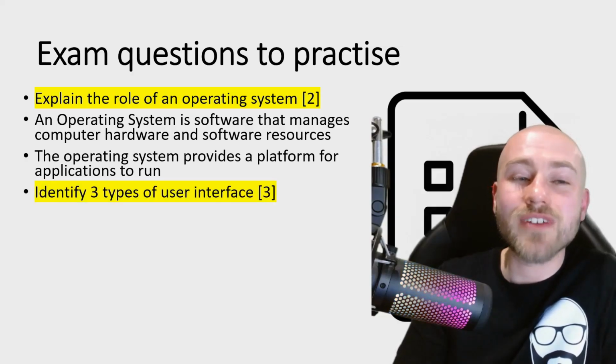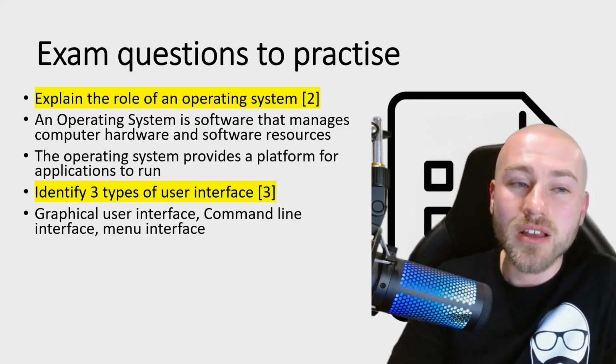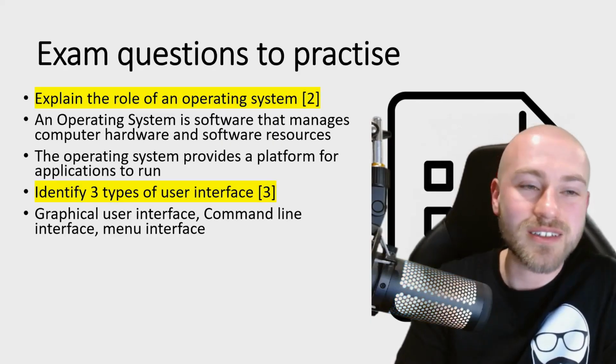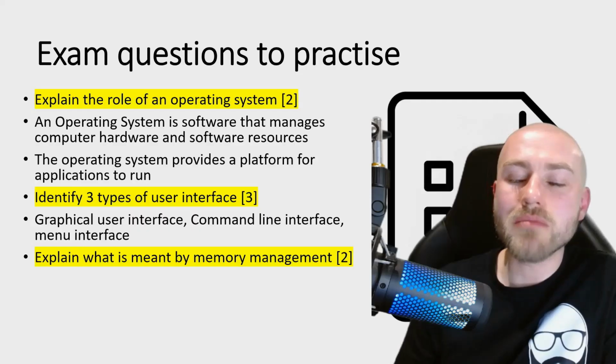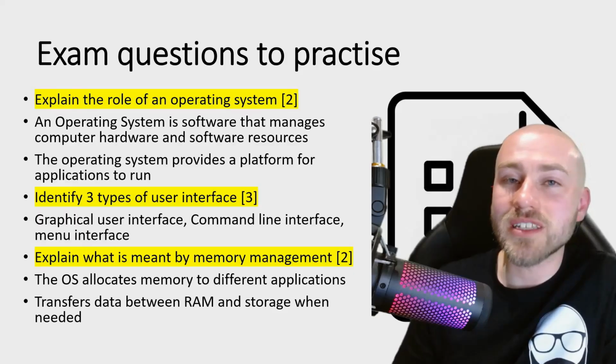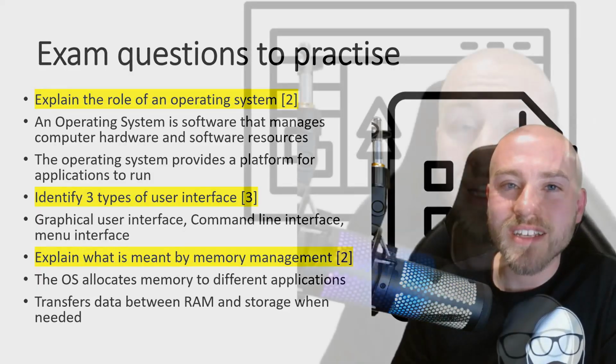Question 2 is identify 3 types of user interface. So some of the ones we've looked at are graphical user interface, command line interface, and menu interface. Question 3 was explain what is meant by memory management. So you could have written something like the operating system allocates memory to different applications, and transfers data between RAM and storage when needed.